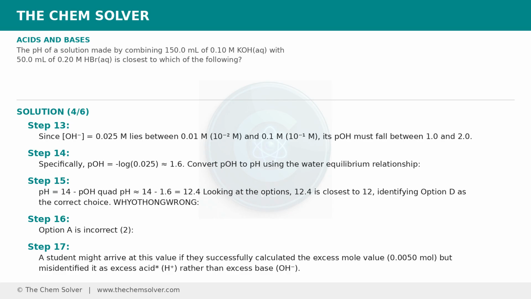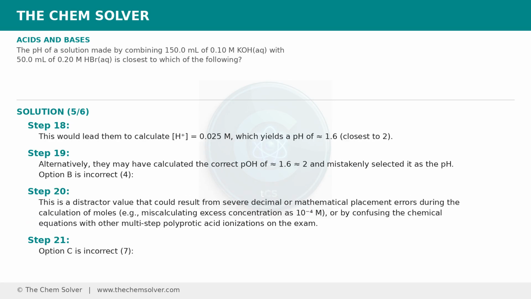Why the others are wrong? Option A is incorrect. A student might arrive at this value if they successfully calculated the excess mole value, 0.0050 moles, but misidentified it as excess acid, H⁺, rather than excess base, OH⁻. This would lead them to calculate H⁺ equals 0.025 molar, which yields a pH of approximately 1.6, closest to 2. Alternatively, they may have calculated the correct pOH of approximately 1.6, approximately 2, and mistakenly selected it as the pH.